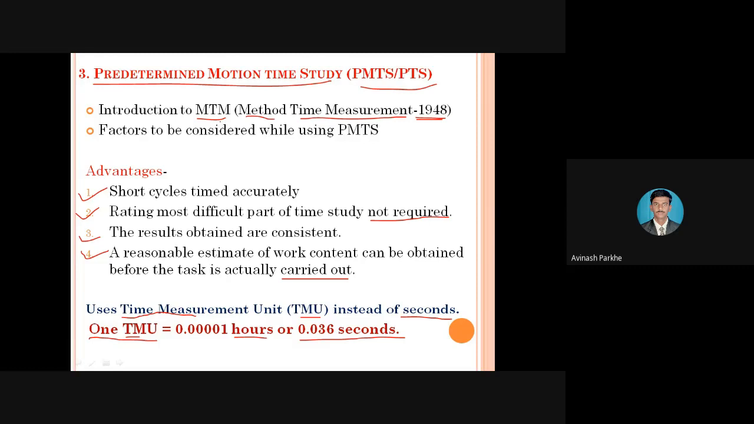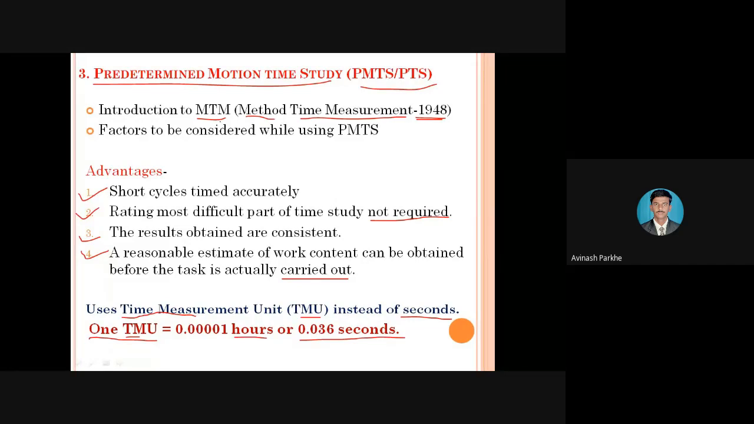Therefore, in advance, I am measuring the time required to complete the task, and whatever movements are taking place by the operator from 1 to 2, 2 to 3, those movements are also recorded in advance. Therefore, this concept is called a predetermined motion time study, which is also called PTS. So what is meant by PTS? Predetermined time standards. So this is the third method of work measurement.